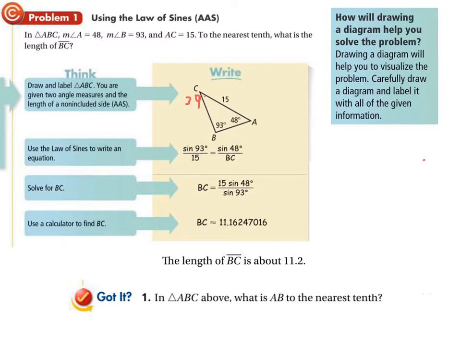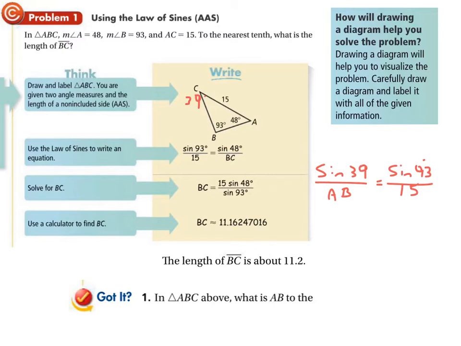And we're looking for this right here. We call it X, or let's just call it AB. So this is what we've got then. We've got the sine of 39, sine of this angle, over its opposite side, which we're calling AB, equals the sine of this angle, 93, over its opposite side, 15. That's what we've set up here.